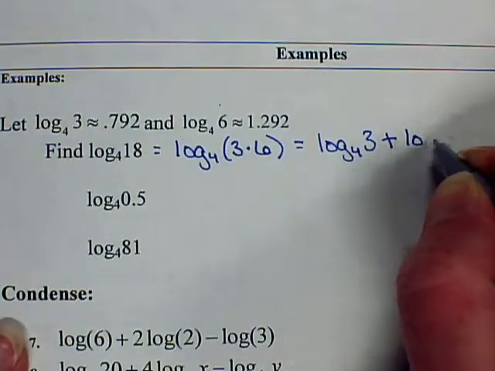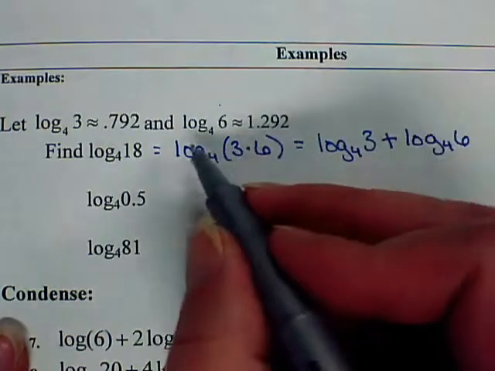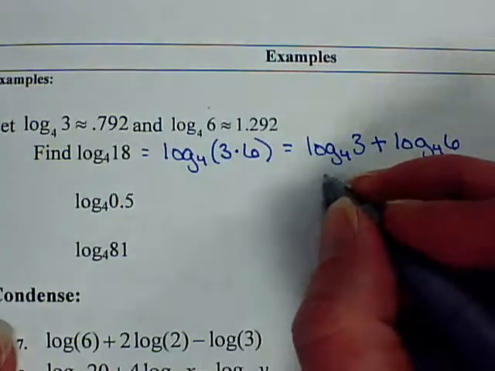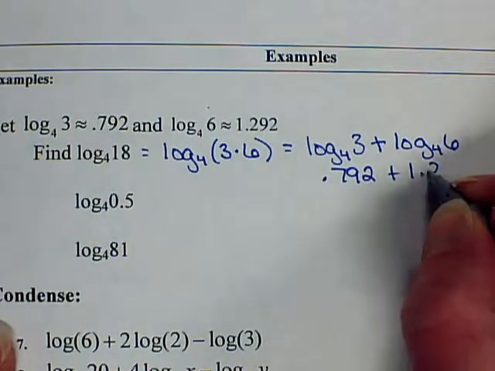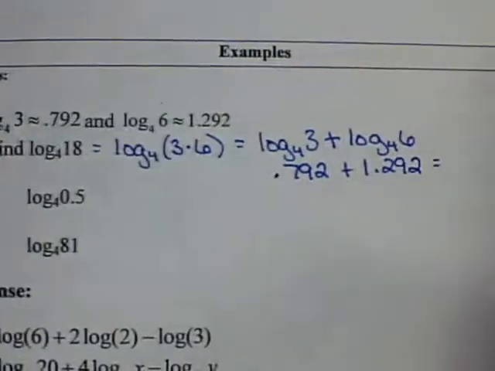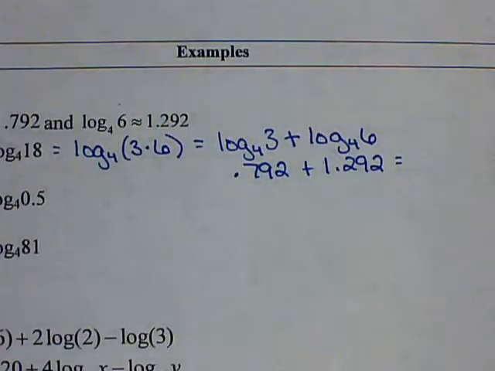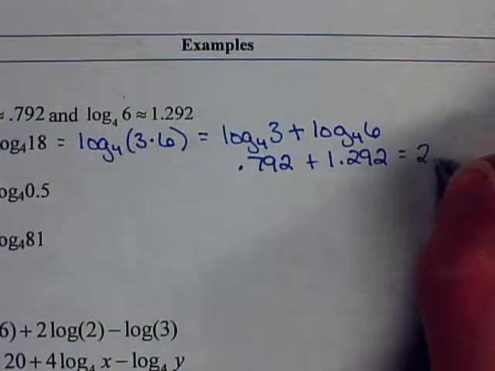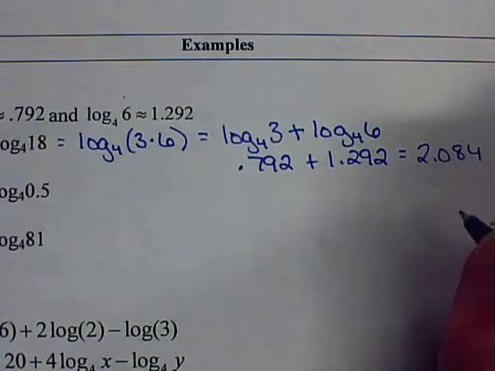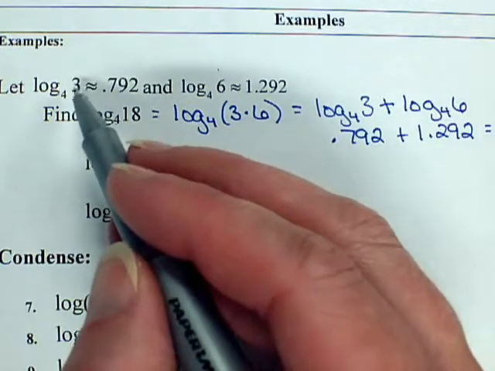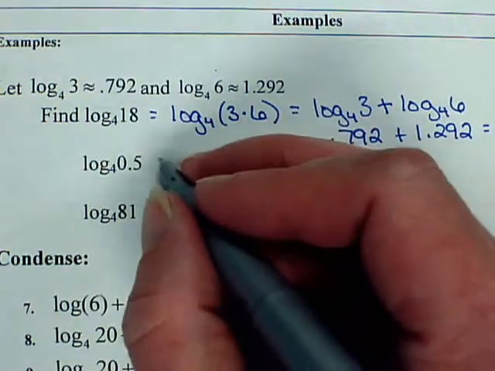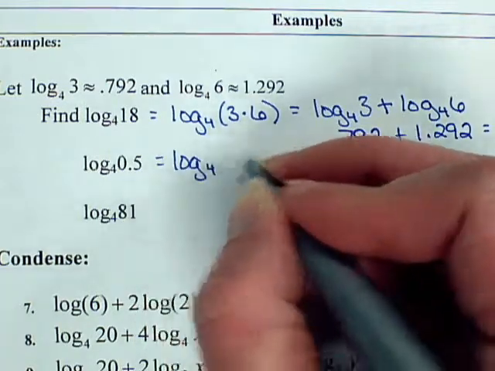So we can uncombine them, or expand it, to be log base 4 of 3 plus log base 4 of 6. Well, I happen to know what log base 4 of 3 is. It's 0.792. Log base 4 of 6 is 1.292. And then I can just add those two together. That's 0.792 plus 1.292. And we get 2.084.